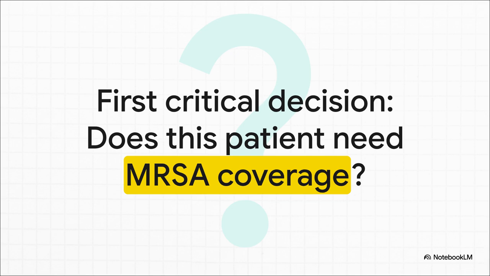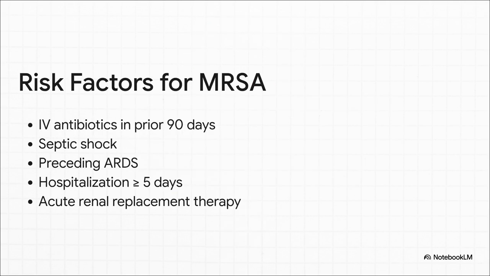So, you're standing there, about to put in orders. Your very first critical decision is, does this patient need coverage for MRSA, methicillin-resistant Staph aureus? It's a nasty bug, a common cause of VAP, but you also don't want to throw vancomycin or linezolid at everyone if you don't have to. So, how do you make that call?